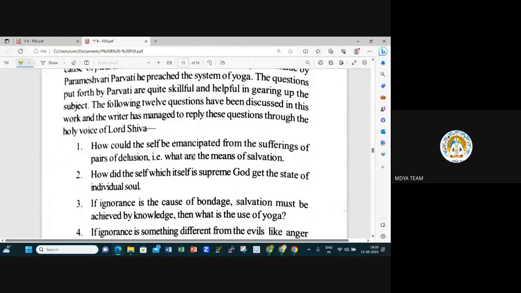What we think about ourselves, that we are just made up of our body and names, we identify ourselves in this way. That is called the false belief. Here Parvati asks how the self could be emancipated, means free from any type of suffering which comes due to the delusion. What are the means of salvation? Okay, this is the first question put by Goddess Parvati.